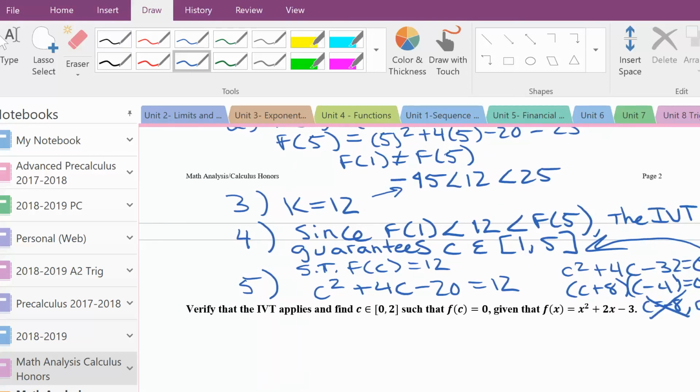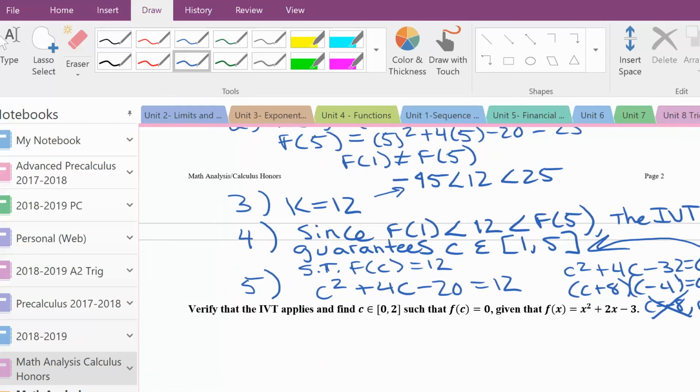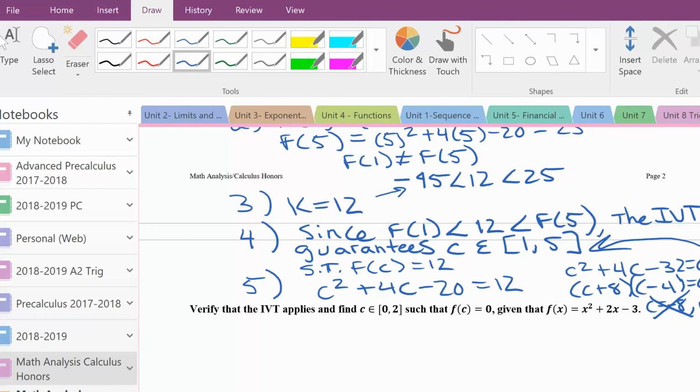So verify here that the intermediate value theorem applies and find a C that's between 0 and 2 such that f of C is 0, and given that f of x is x squared plus 2x minus 3. Well, the first thing we know is f is continuous because it's a polynomial on the interval of 0 to 2. Since it's a polynomial, we know that.